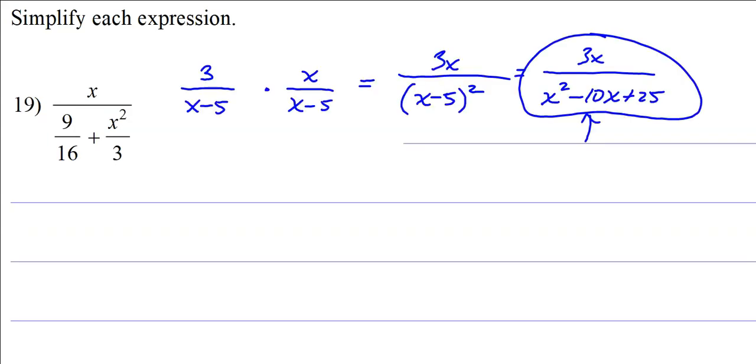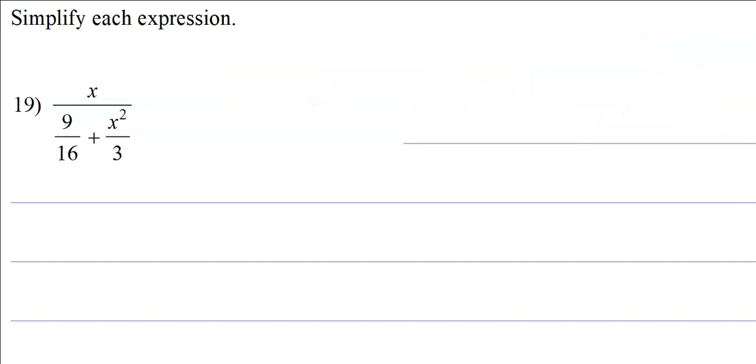Ooh, this one's a little tougher. So I got to keep, change, flip. But then I have this fraction thing on the bottom. I have to do this addition. So this is really x divided by this expression of 9/16 plus x squared over 3. And I need to take care of that right side and turn that into just a simple fraction. And then I can keep, change, flip. So let's just ignore this beginning part and let's deal with this parenthesis.